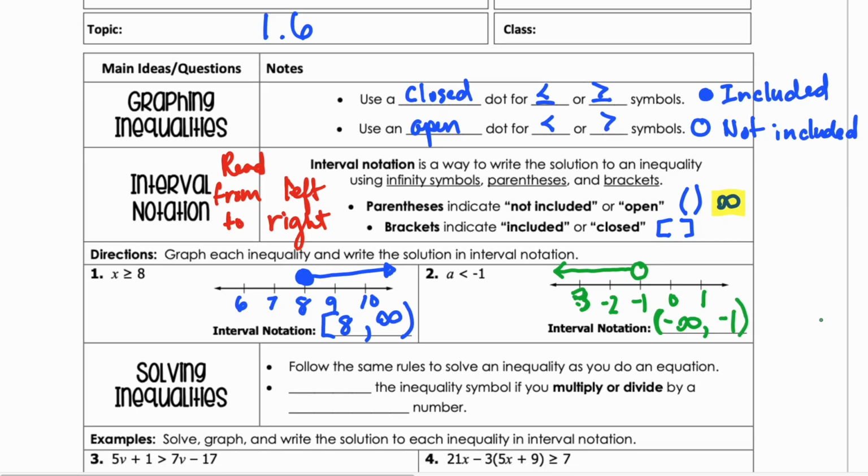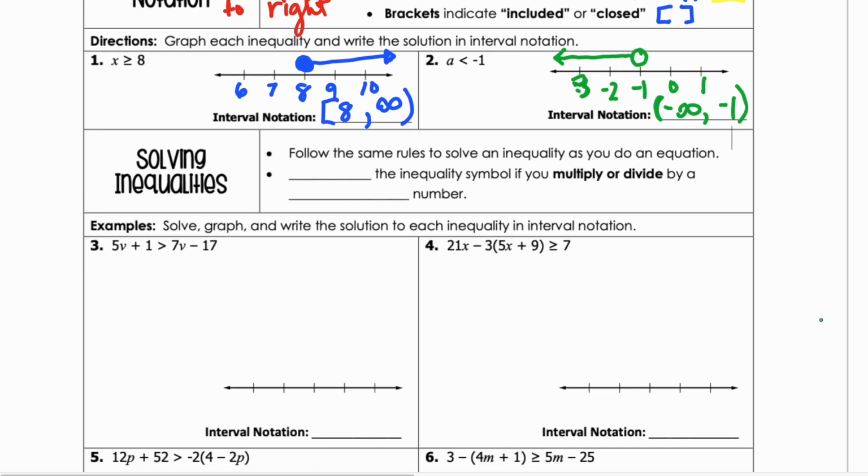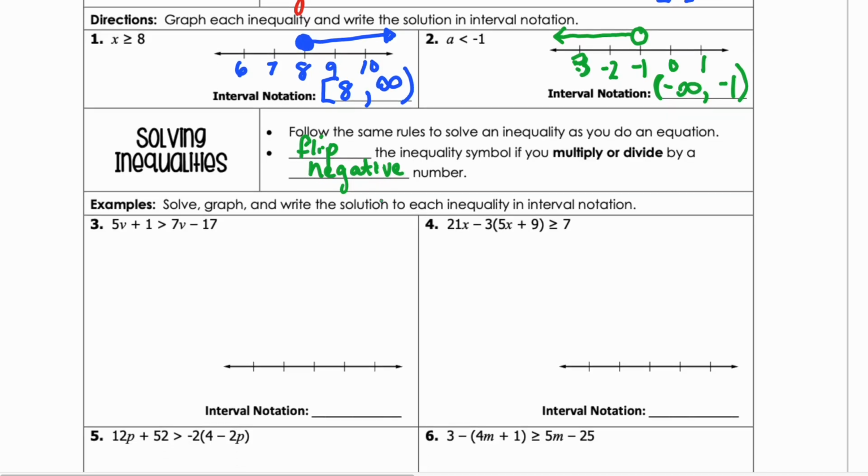Okay. Now we're going to talk about solving inequalities when it looks much more like an equation. We're going to follow the rules to solve an inequality as we do it as an equation, except we are going to flip the inequality symbol if you multiply or divide by a negative number. And you guys should be somewhat familiar with that already. All right, let's look at number 3.